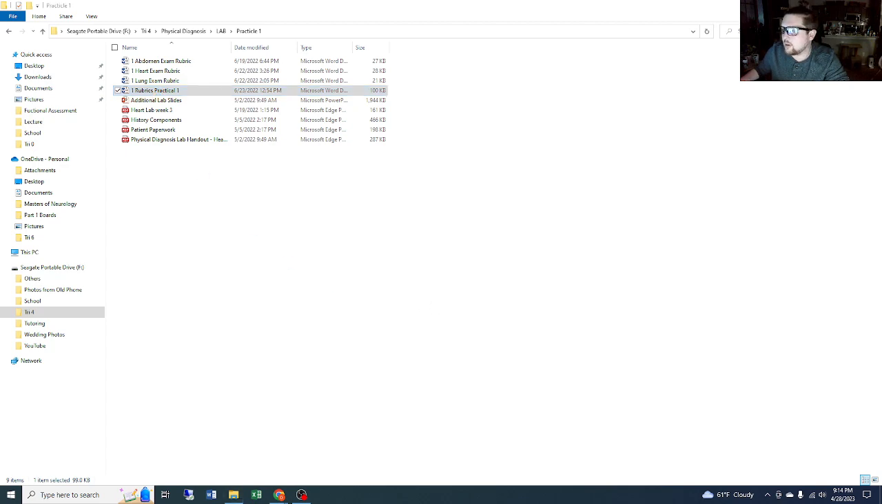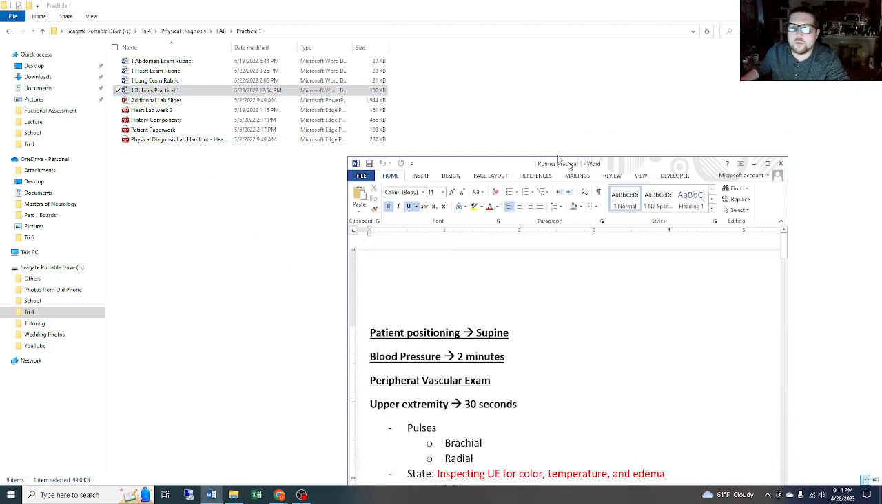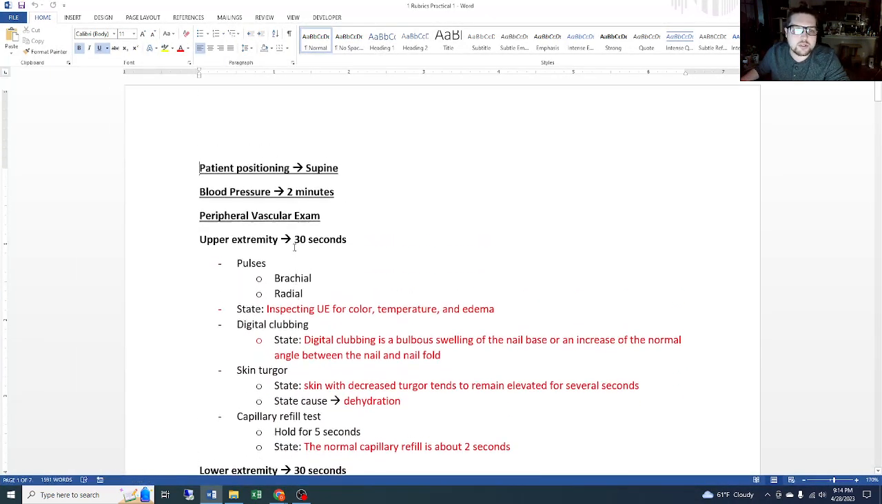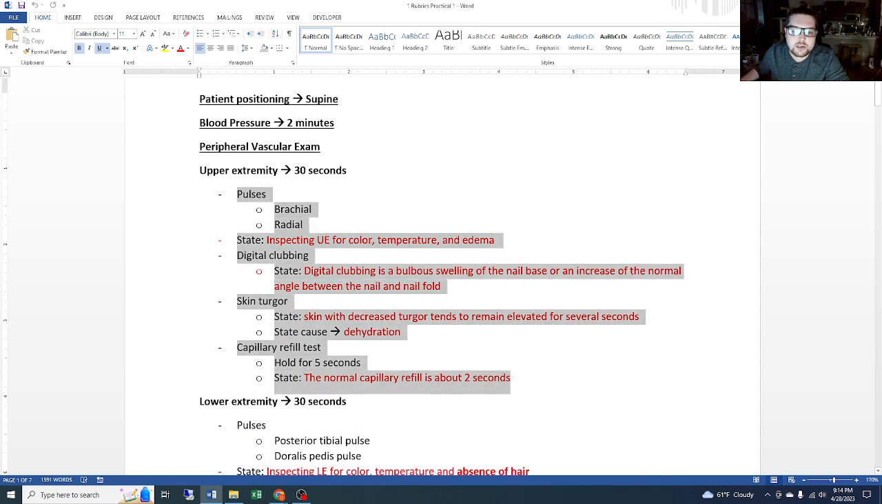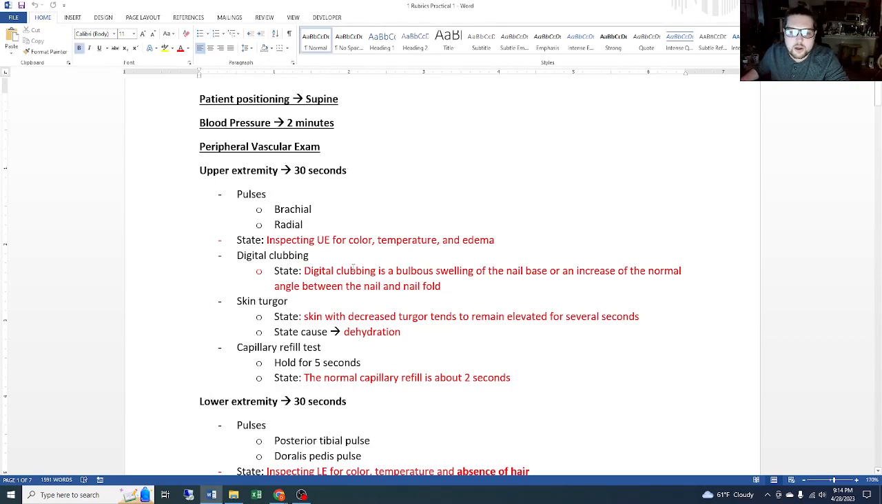I'll show you an example of what I have done. When I practiced these, I took the rubrics themselves and wrote out every single thing, and wrote what I would state exactly in order, and I would practice and time myself. Starting, for example, with blood pressure, be able to take it in under 2 minutes. The upper extremity chunk should take 30 seconds. So I would start here, repeat it from memory, miming it out. I'd have my table set up and mime it on somebody. I would do this over and over until I felt comfortable going all the way through in under the time limit I had set.